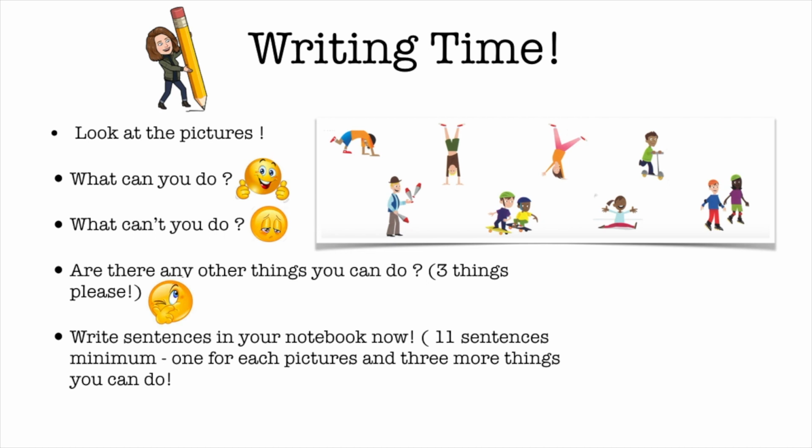I can't, what can't I do? I can't fly an airplane, for example, and I can't fly a helicopter. So those are my 3 things, all right? So 1 sentence for each of these pictures and 3 more special sentences that you create yourself. I'll give you a few minutes to do this. Please stop the webinar, pause it, do this writing exercise, and then continue.